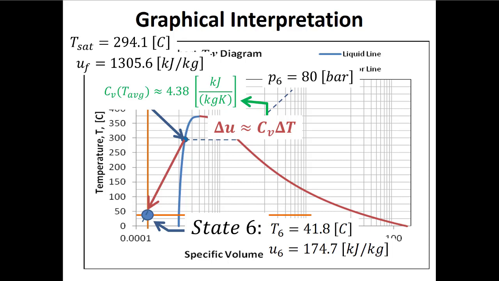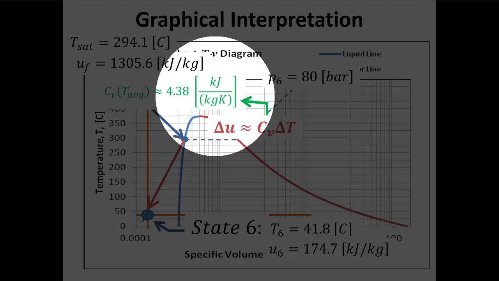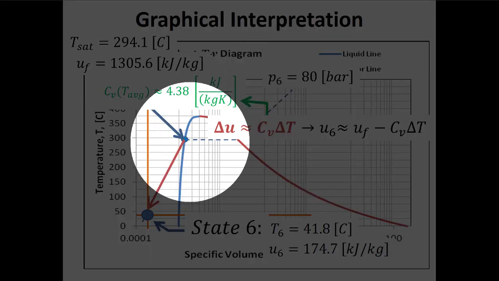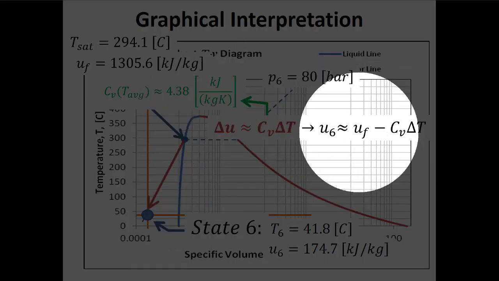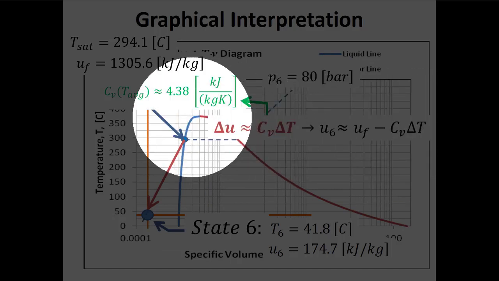And if I did this, I could look up in the textbook, okay, what's the value for CV of water? And it's about 4.38 kilojoules per kilogram Kelvin. So that means it takes a reasonable amount of energy to increase 1 kilogram of water by 1 degree Kelvin, which is the same as 1 degree Celsius, right? And I put that into my equation, and I can see that if I was moving from this state point down to here, I could say that U6 would be equal to UF minus CV times delta T, right? Because I have the drop in temperature.